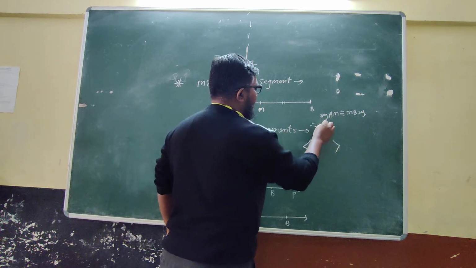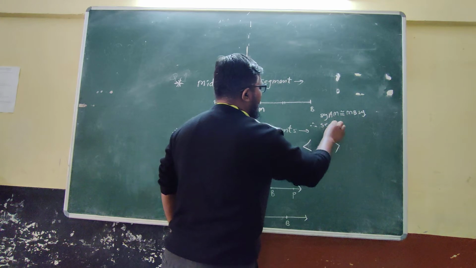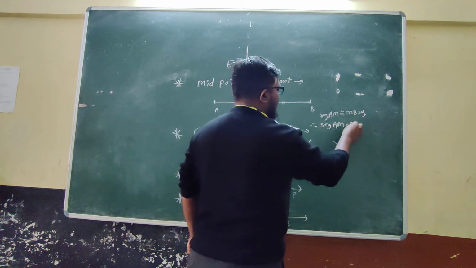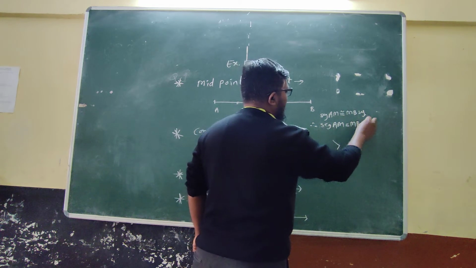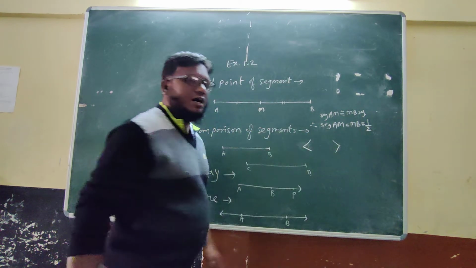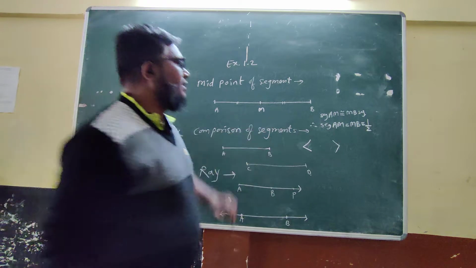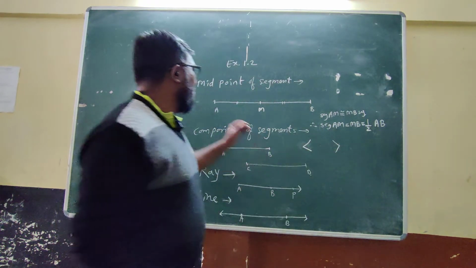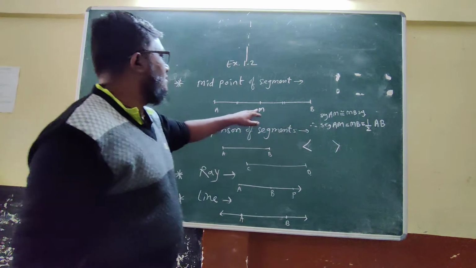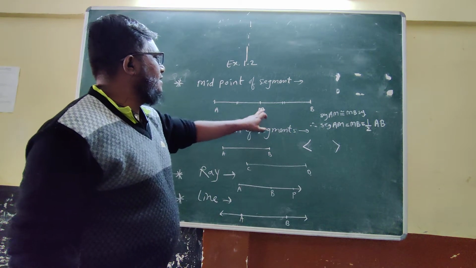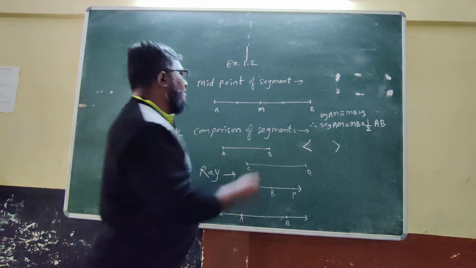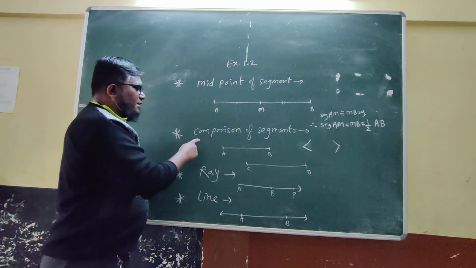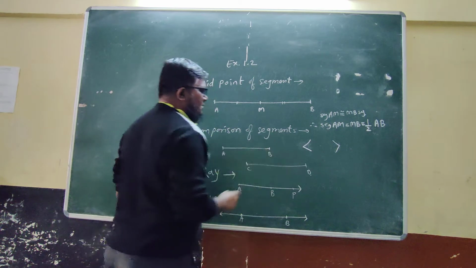Therefore, we can write segment AM is equal to segment MB, which is equal to 1 upon 2, meaning half of segment AB. Because this line segment is exactly divided in the middle, that point is called the midpoint of a segment. Now the second point we have to understand is the comparison of segments.